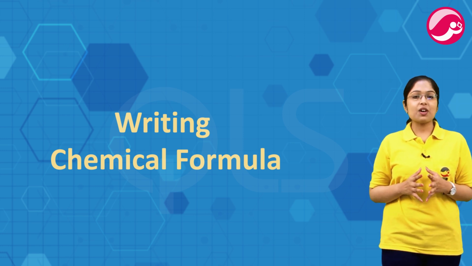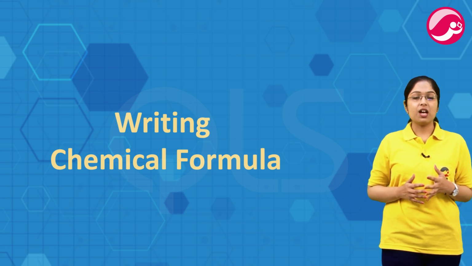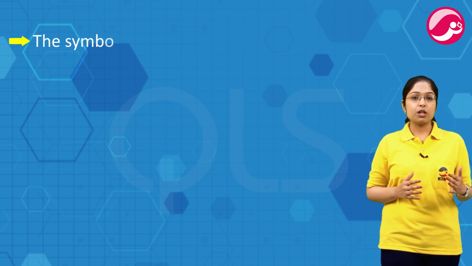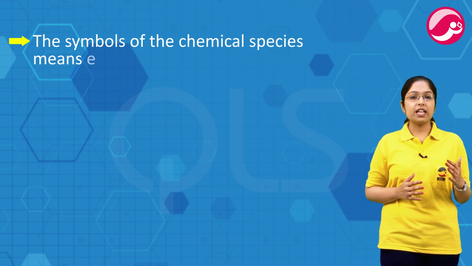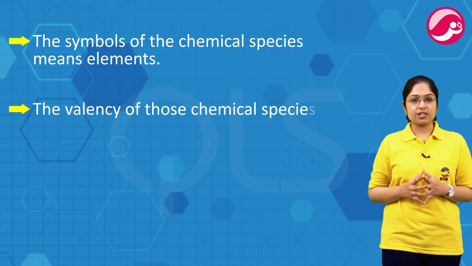In last class we saw that elements are given symbols and short forms for their easy representation. It is not always possible to write the whole thing, so elements, compounds are given some short names. Now, since we know chemical symbols, let's learn writing chemical formula. किसी भी chemical formula को लिखने के लिए दो चीज़ों की requirement होती है. First is the symbol of the chemical species, means elements. Second is the valency of those chemical species.